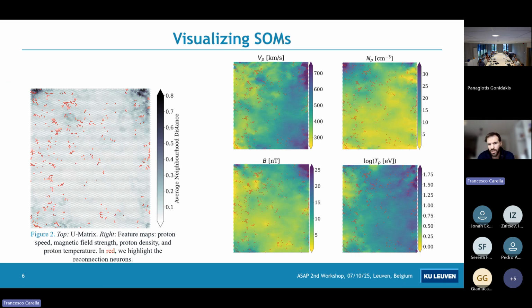The red neurons are the neurons that have been associated with a reconnection event, let's say. And as you can see, they are clustered locally, which is a good sign, but they are spread out all over the map. Why? Because the reconnection is happening in different solar wind states.